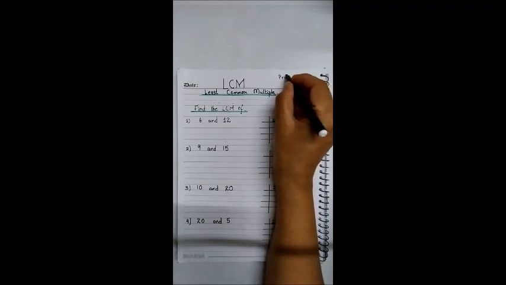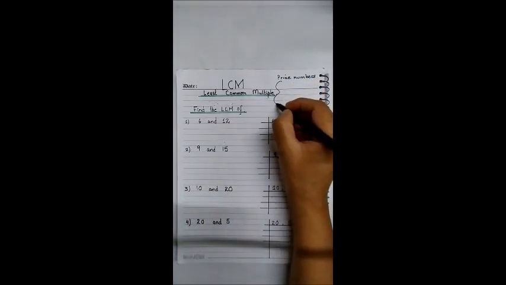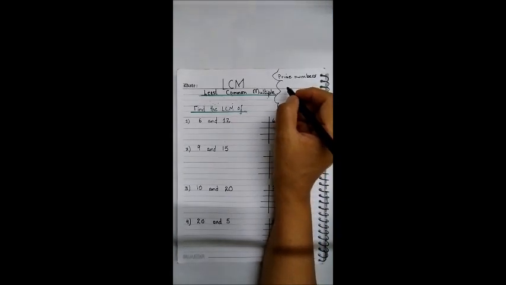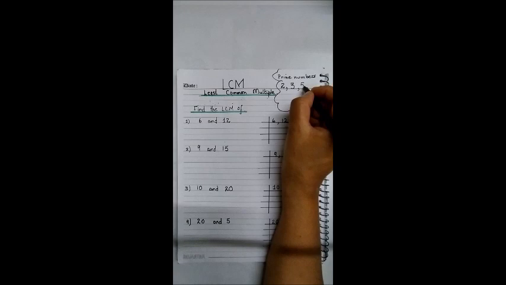Prime numbers. Okay, prime numbers. What are prime numbers? Now, in this bubble, I will write down the prime numbers for you. Okay. The first number that you see is 2. Then another prime number is 3. But 4 is not a prime number. So I will skip 4 and I will write down 5.